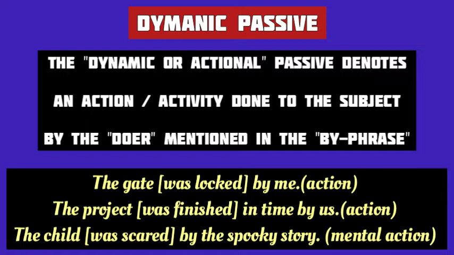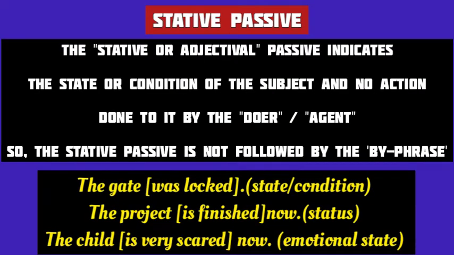So in short, the dynamic passive construction is one that denotes a physical or mental action, and the doer or agent of the action is mentioned in the by phrase. But what about the stative passive? Well, the stative passive indicates the state or condition, the physical or mental state or condition of the subject, and that no action is done to it by a doer or agent. Obviously, a stative passive construction is not followed by the by phrase in the sentence.